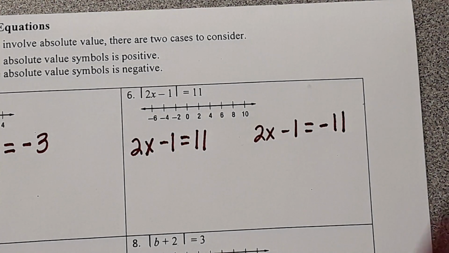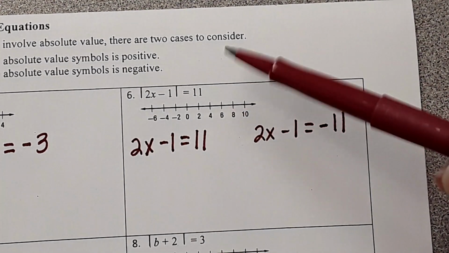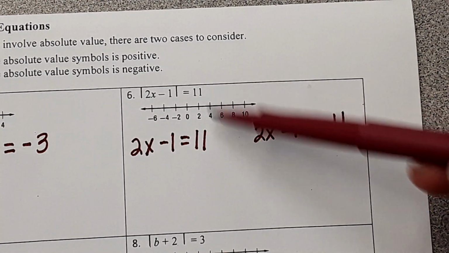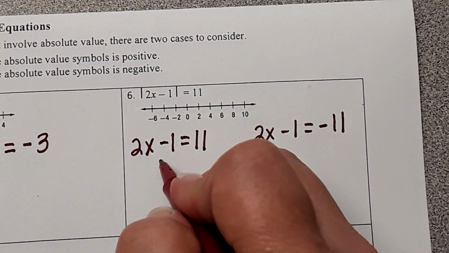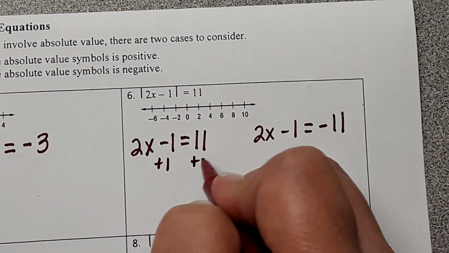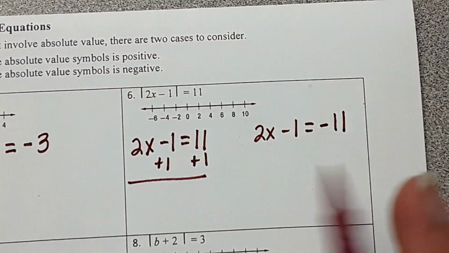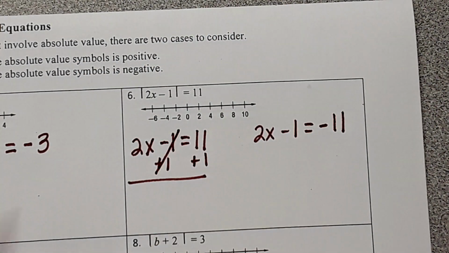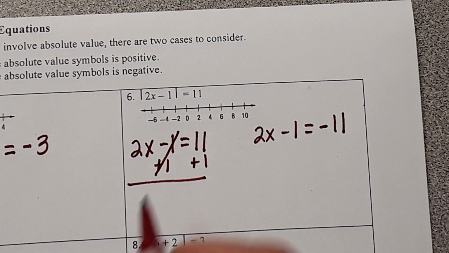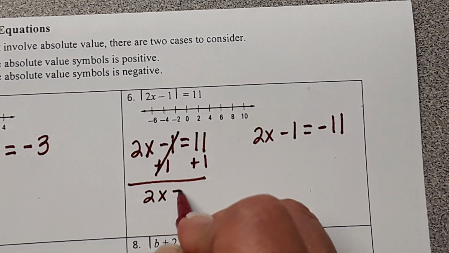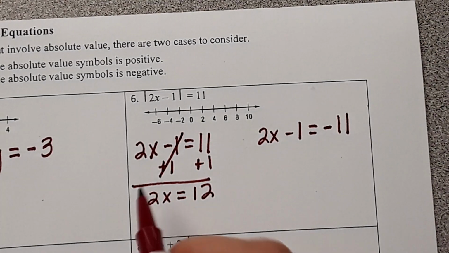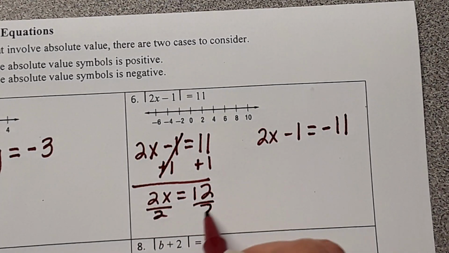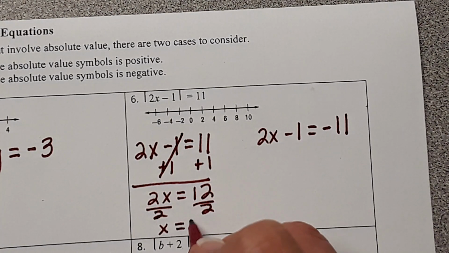So what did I change? What's the only thing that I changed? The negative. Yeah, everything stayed the same except the negative 11. So now what do you think we have to do to those two? Yeah, we have to solve it. We're going to add 1 to both sides, taking each individual one. These cancel out because they're additive inverses. 2x equals 12. Now we divide by 2, and x equals 6.